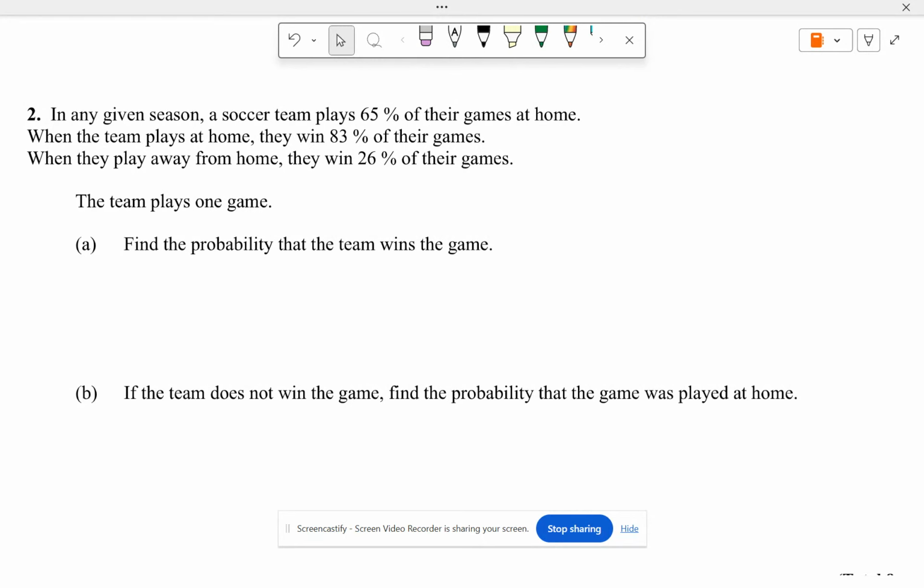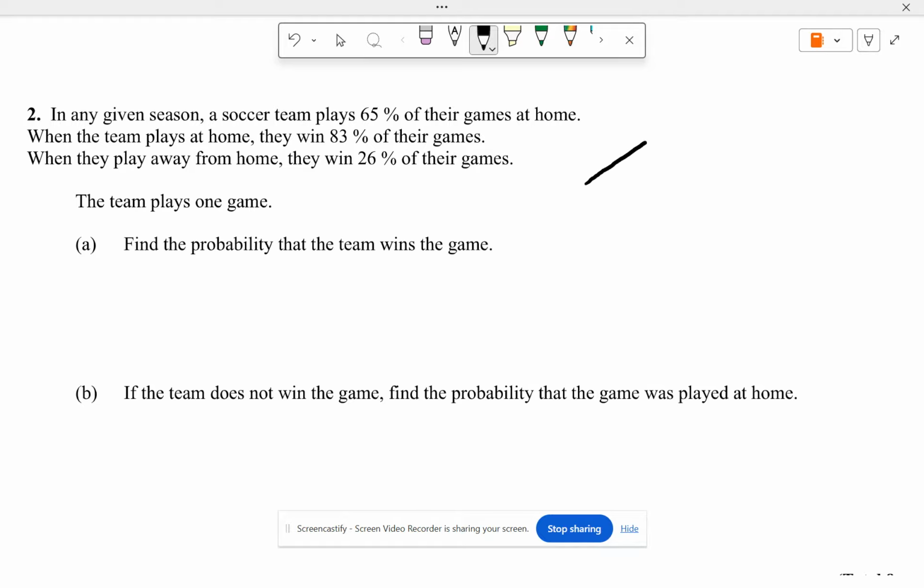Question 2. In any given season, a soccer team plays 65% of their games at home. Okay, you're reading all these little stats here and you're trying to isolate what is the first event and what is the second event because that will help you set up your tree. Okay, so let's keep reading. When the team plays at home, they win 83% of their games. When they play away from home, they win 26% of their games.